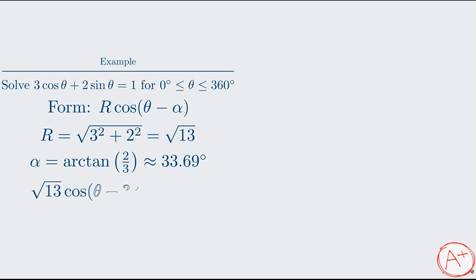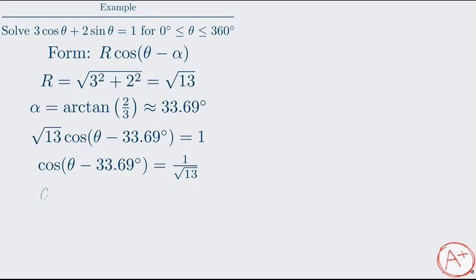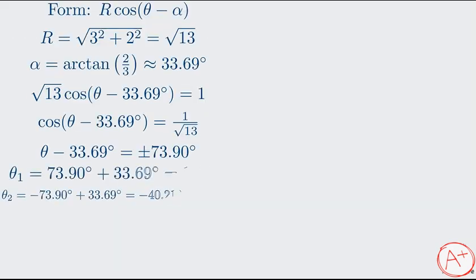Now we solve the simplified equation. Divide by root 13. Taking the inverse cosine gives us 2 possible values. Remember that cosine is positive in the first and fourth quadrants. We add the shift to find theta. Our 2 solutions within the requested range are 107.6 degrees and 319.8 degrees.